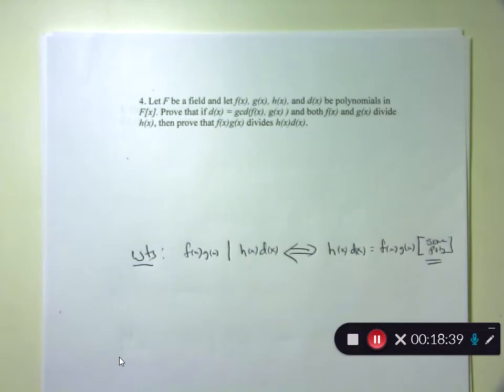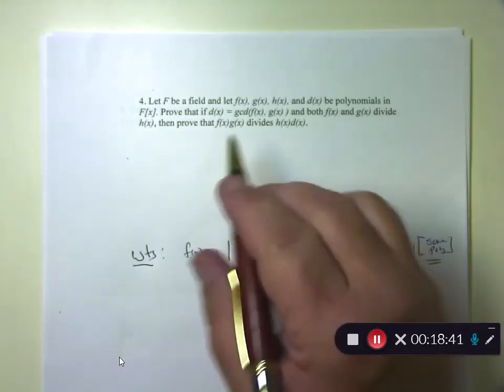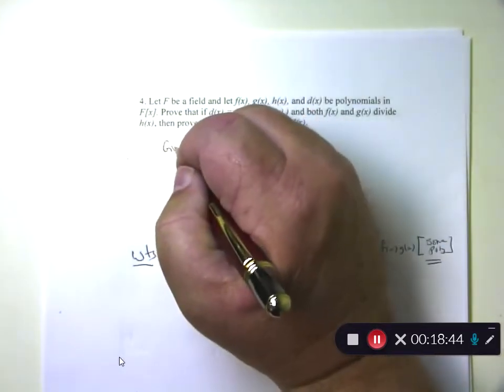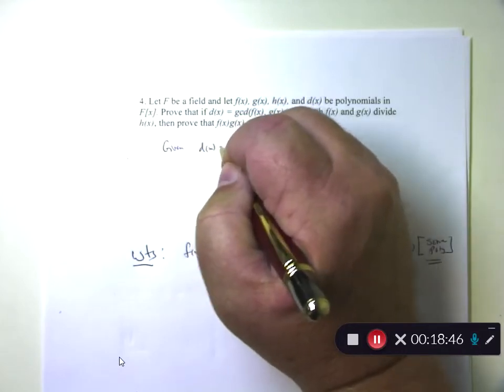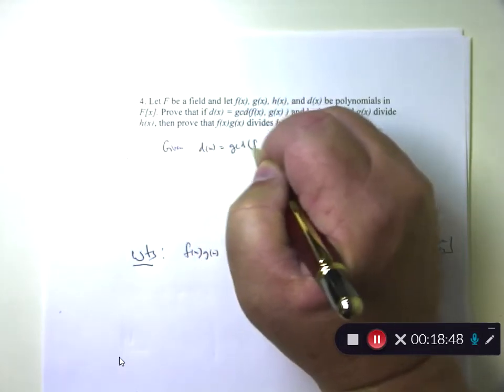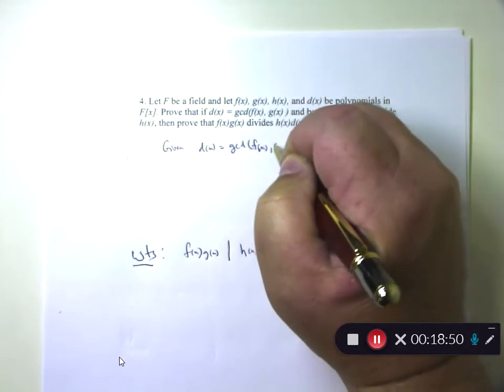So how do I go about doing that? Well, again, you're given that d of x is equal to the GCD of f of x and g of x.